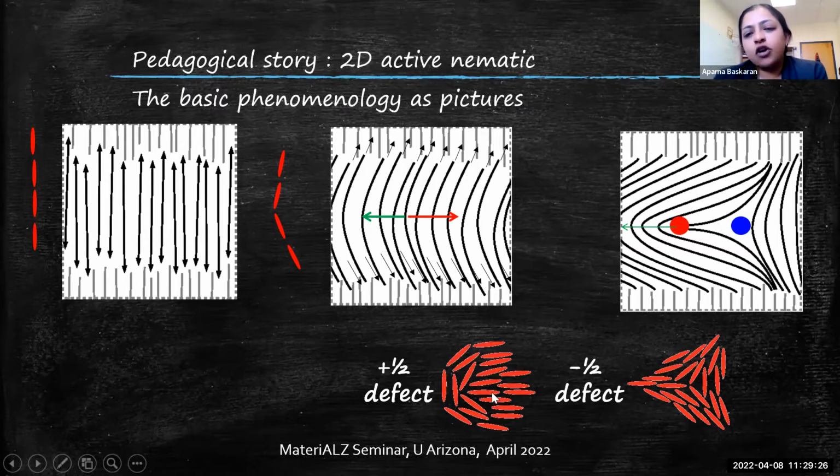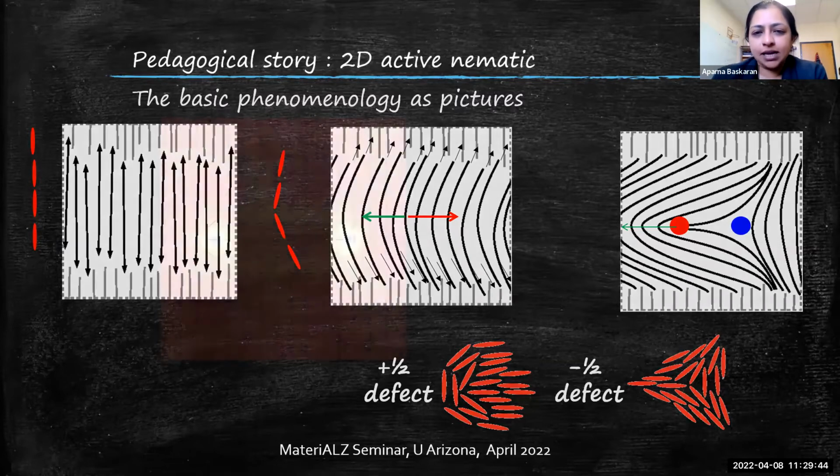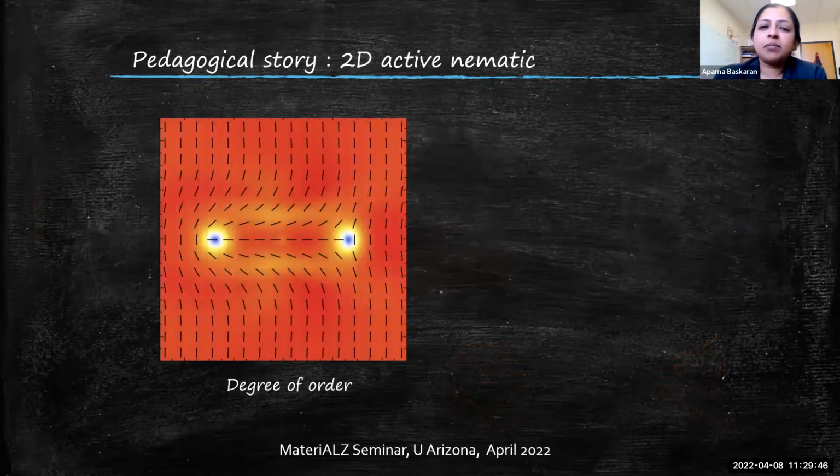A defect of this form is called a plus half. A defect of this form is called a minus half. And the consequence of having these active stresses in the system is this formation of plus-minus topological defect pairs. Okay. Now, continuing along with cartoons to try to tell you the story of what is happening in this system, imagine that I have a plus-minus defect pair in my nematic order.